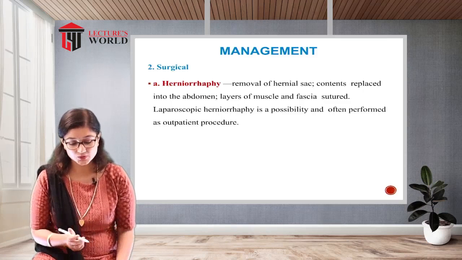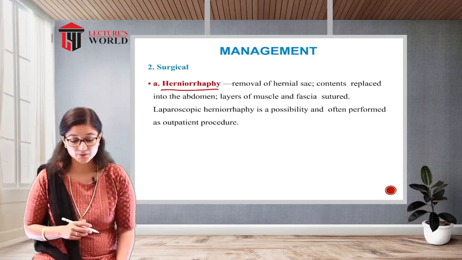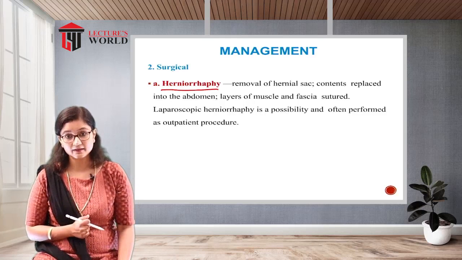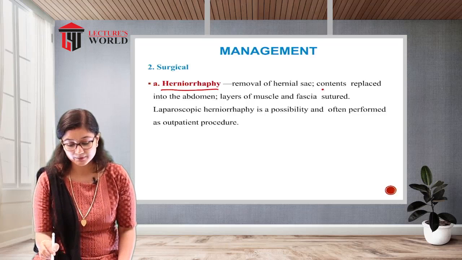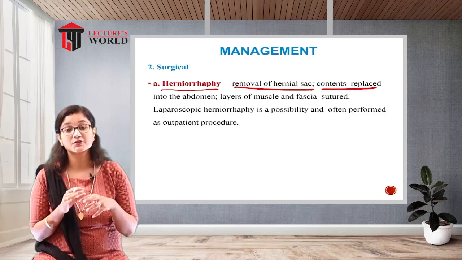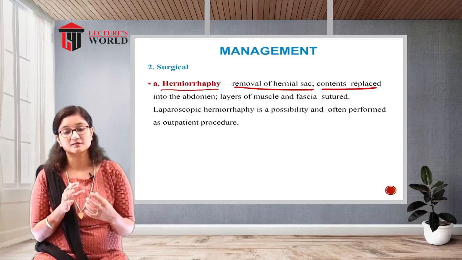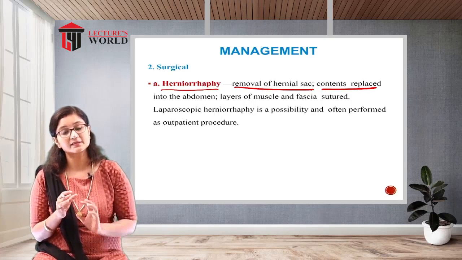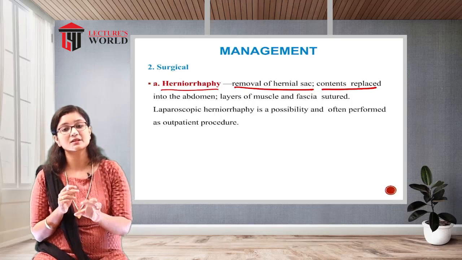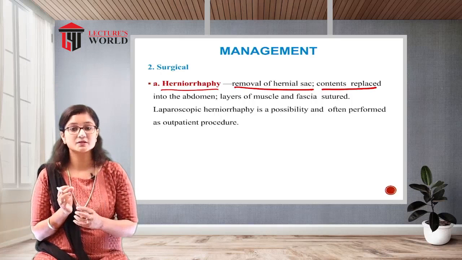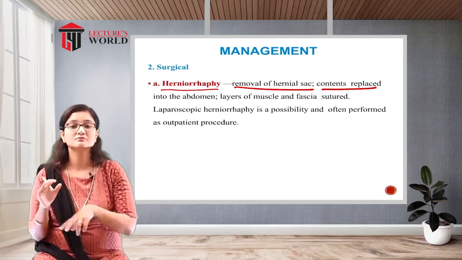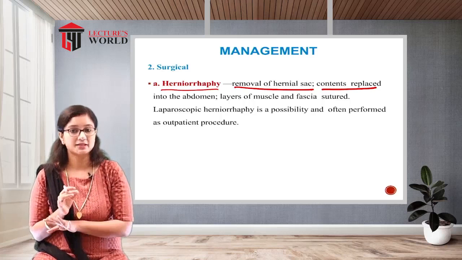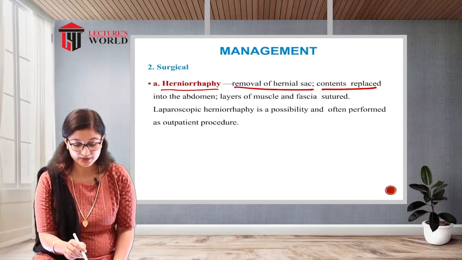The first one is herniorrhaphy, removal of the hernial sac and contents. Here what we are doing is removing that particular canal, for example the inguinal canal which is present, and then placing the organ, for example the small intestine, back into the abdominal cavity. The content is replaced into the abdomen.